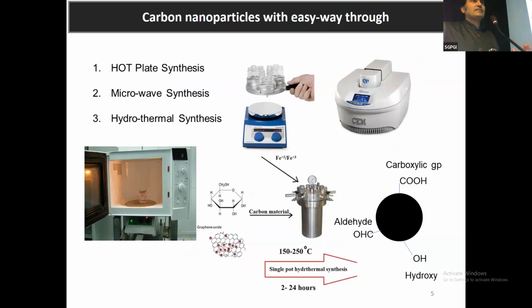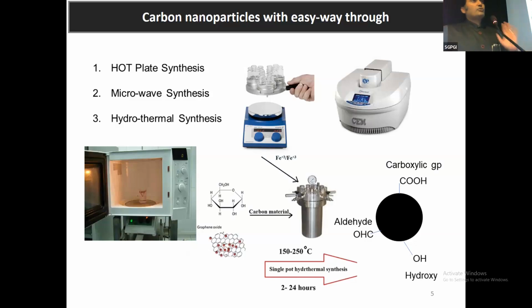Luckily, it is very easy to produce. If you have a hot plate in your lab, you can produce it. Forget about the hot plate. If you have a kitchen microwave in your lab, you can produce it. Even forget about that. If I say that every day, if you are baking something in your kitchen, you are actually producing these carbon nanoparticles. So I'm not saying wrong.